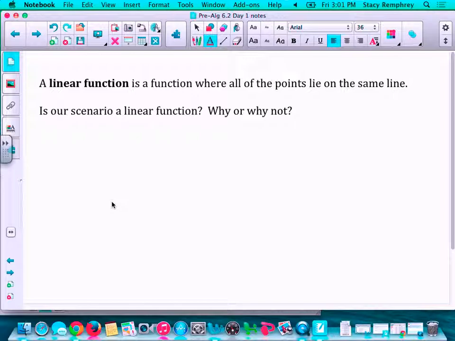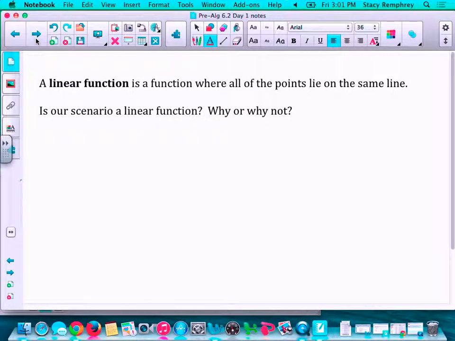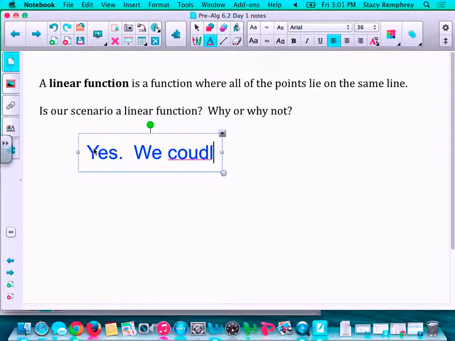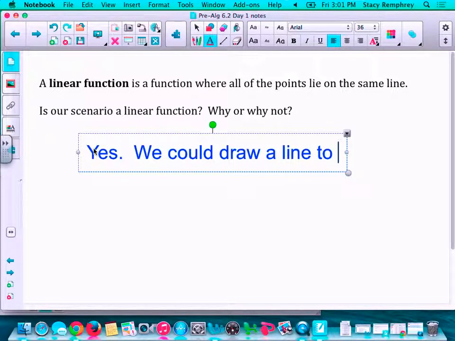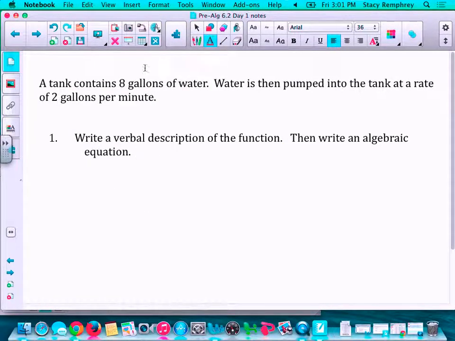A linear function is a function where all of the points lie on the same line. And by definition in math, a line doesn't curve. So when you go back and look at our graph, is this a linear function? Yes. Look, you could draw a straight line through those. So we would say here, yes, we could draw a line to connect our points. Okay, now remember the line can't curve. It has to go up the same amount every time. So we're going to do another one here.